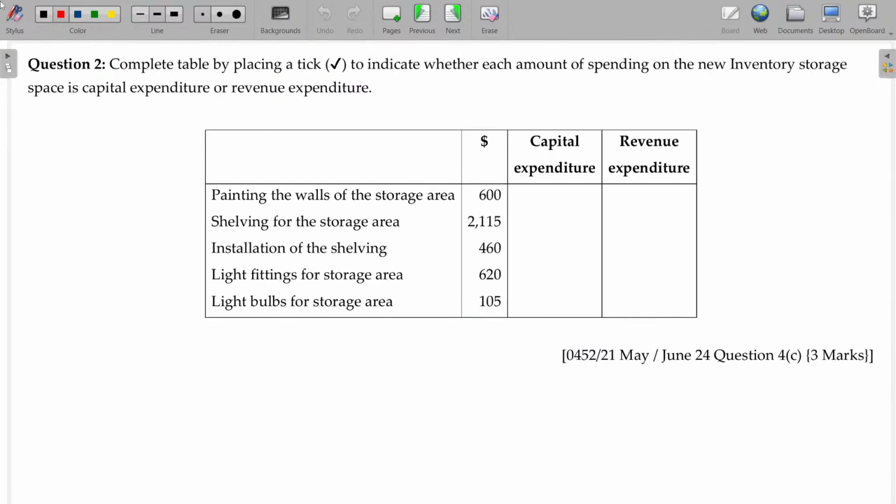Let's move on to the next illustration, the same one. Painting the walls of the storage area. This is already existing. Painting will be done now and then, very often. So revenue expenditure. Shelving for the storage area.